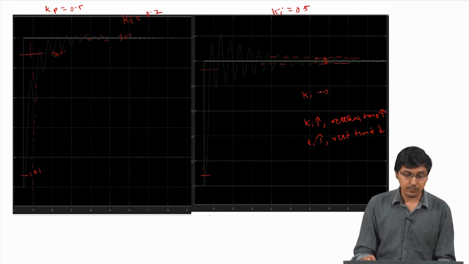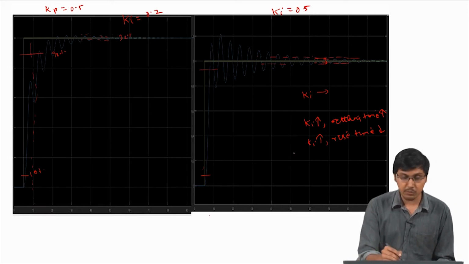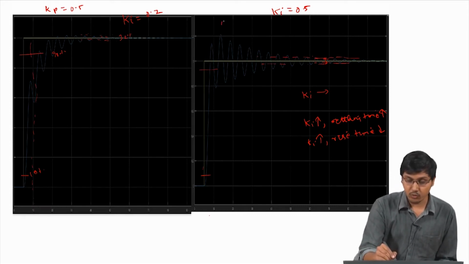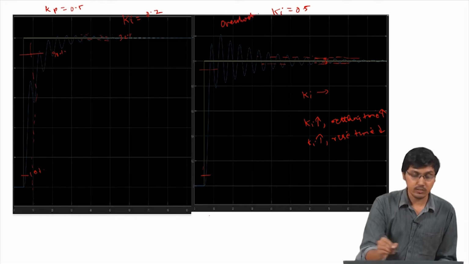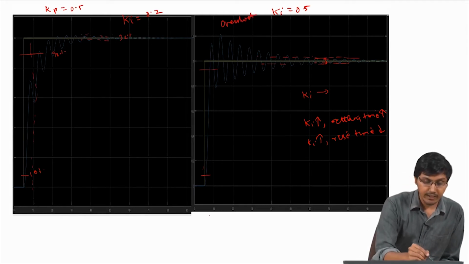And the other thing we will see is how much it shoots over. If you look here, after the final value it has crossed only a very small level.